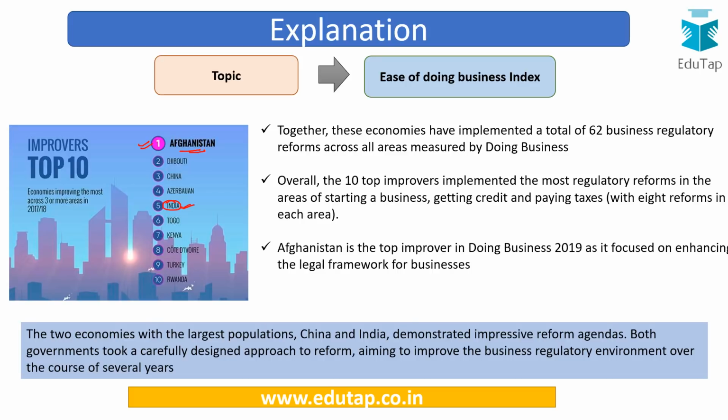So these economies basically all together have implemented a total of 62 business regulatory reforms, and it basically calculates important things like the area of starting a business, getting credit, paying taxes. All these things are measured, and the 2 economies with the largest population, China and India, have also demonstrated an impressive reforms agenda. Though China is ahead of India in this particular report, China is also improving and India is also doing well in this particular report.